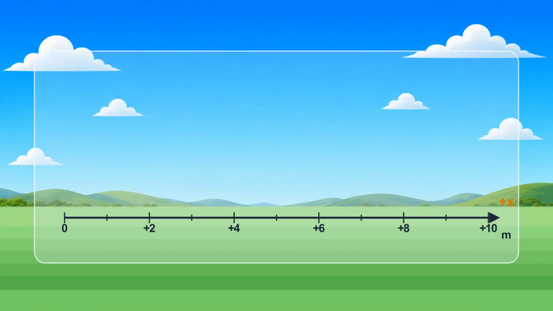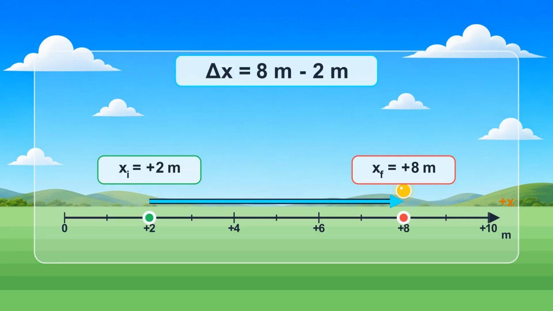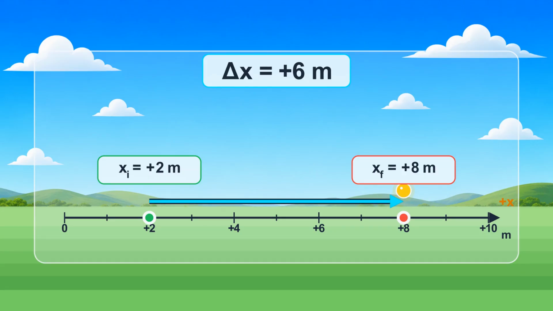Here is the first example. Suppose the body starts at x initial equals 2 meters. It finishes at x final equals 8 meters. Then delta x equals 8 meters minus 2 meters, which equals plus 6 meters. The displacement is positive because the arrow points in the positive direction of the axis.